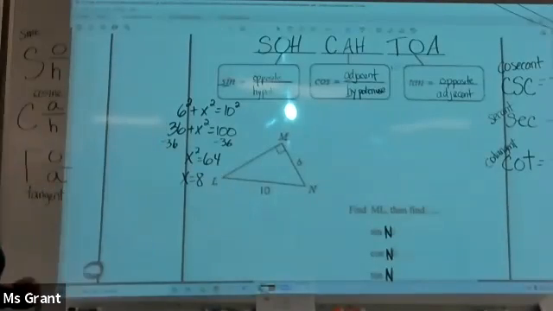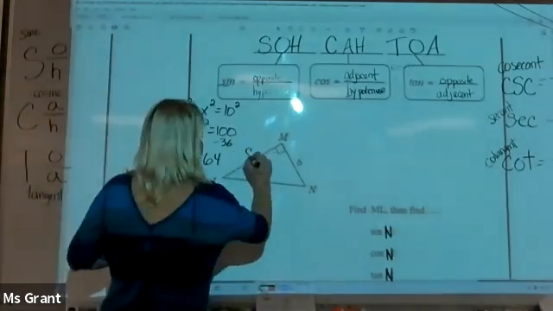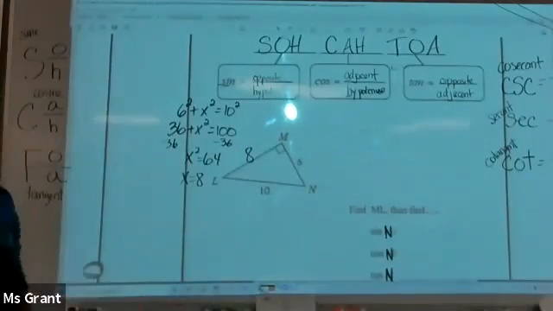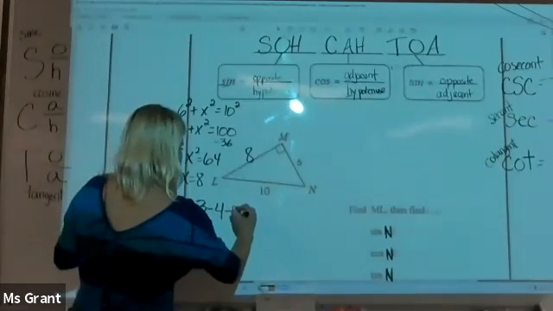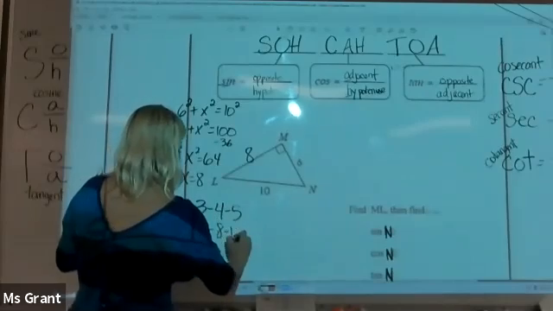X equals 8. 6, 8, 10 is a Pythagorean triple. There's like 3, 4, 5. We learned about this last week. 6, 8, 10.